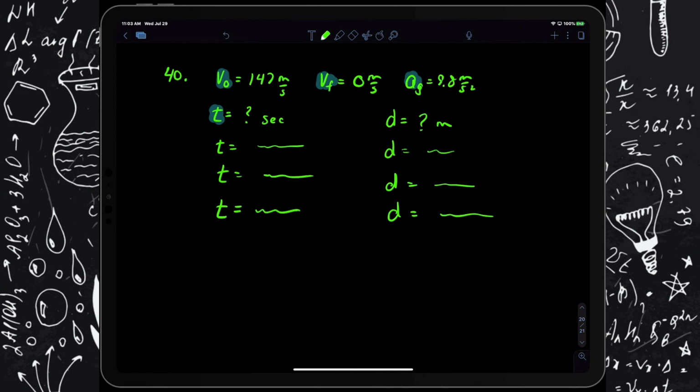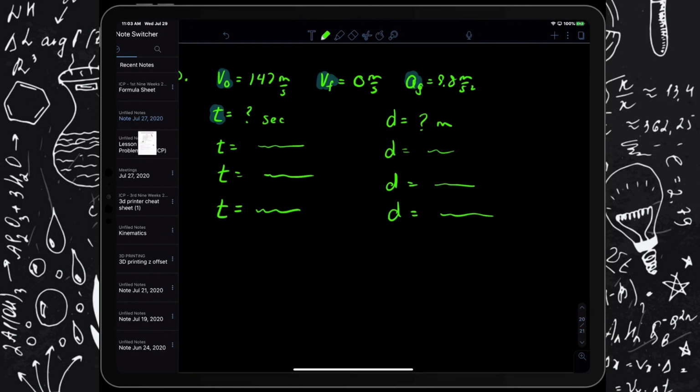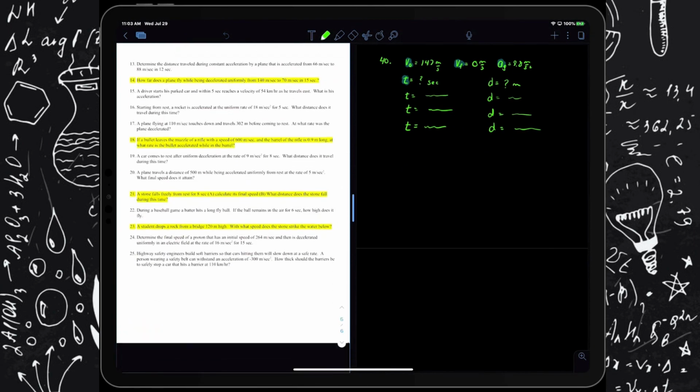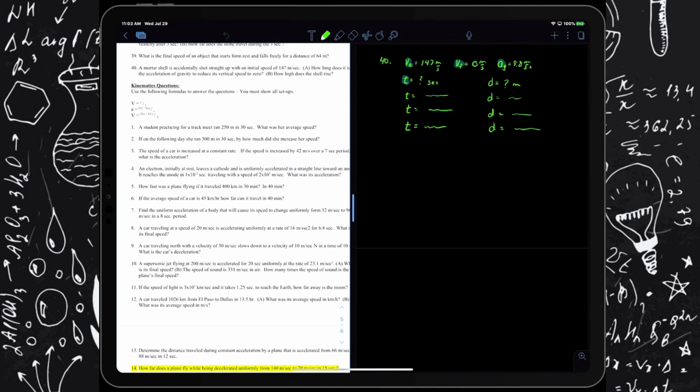Now, if we are finished with the problem sets, we are going to do a review of the kinematic questions. That's from the homework page. I'll show you that right now so that you know what I'm talking about. That is going to be these questions right here. We are going to do those reviews.